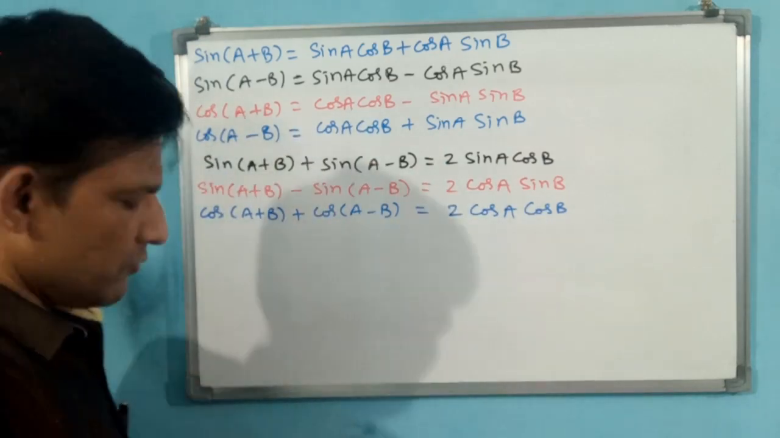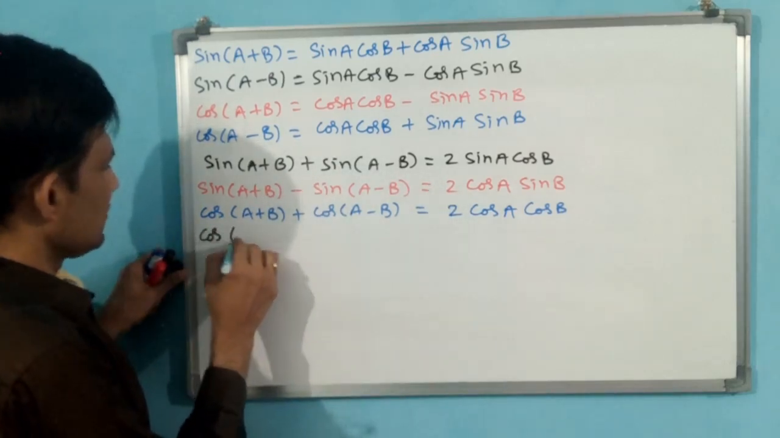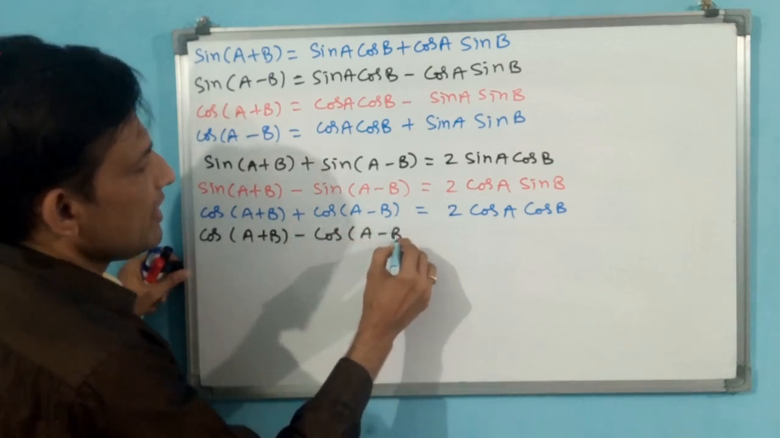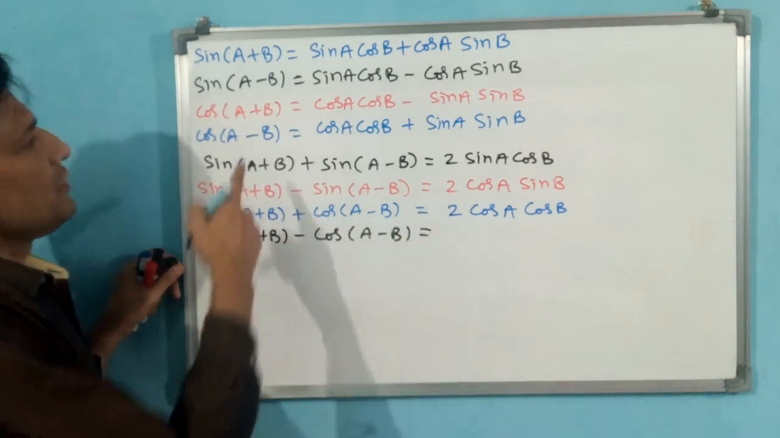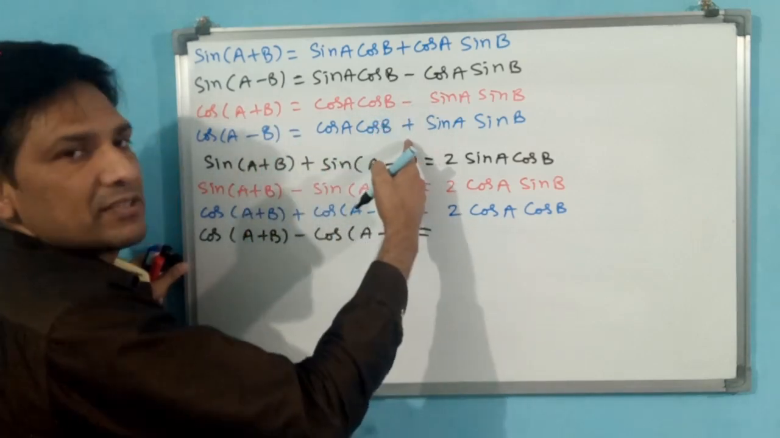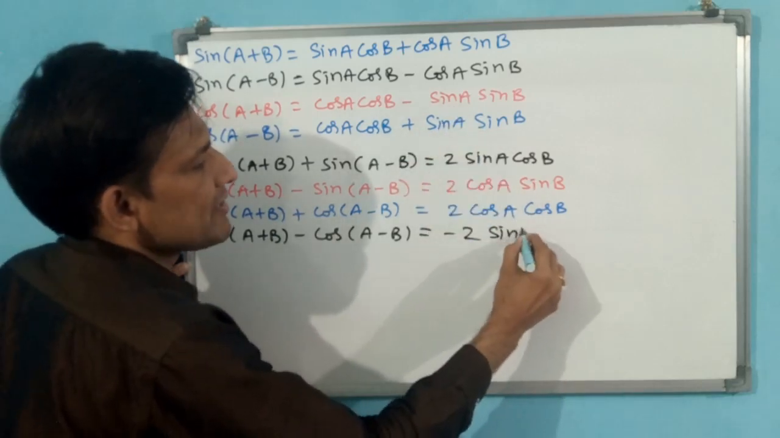Now cos of a plus b minus cos of a minus b is equal to, we are subtracting, so already minus is there. Minus of minus, minus 2 sin a sin b.